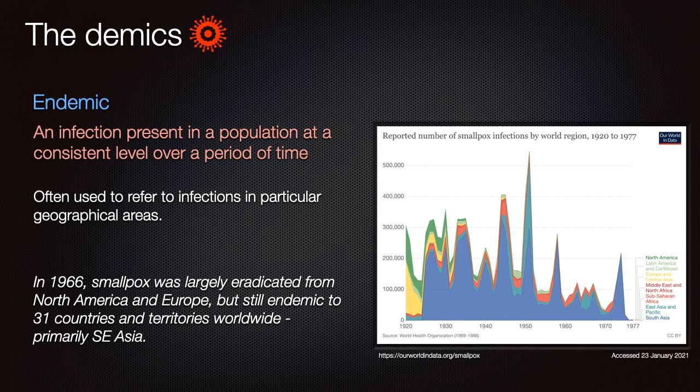We're going to be seeing a number of terms. Here I've collected them together as the demics. The first term we're going to talk about here is endemic. Endemic refers to an infection that's present in a population at some consistent level over a period of time. To put it another way, an endemic infection is one that recurs or occurs within a population over time. We often use the term endemic to refer to infections in particular geographical areas.